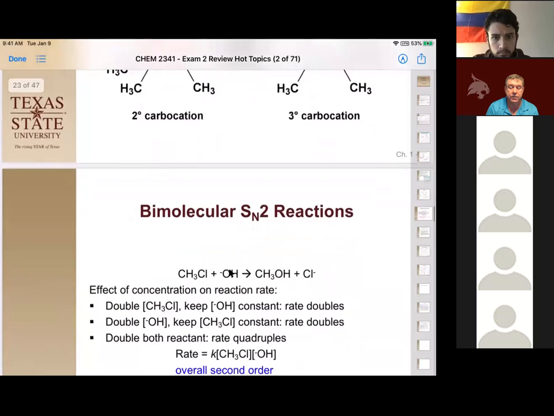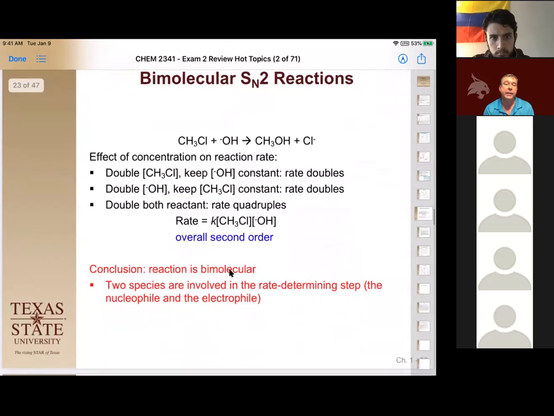In contrast, our SN2 reactions are 1-step reactions, and the rate depends on the concentration of both the substrate and the nucleophile. If you double one, the rate doubles. If you double the other, it doubles. If you double both, it quadruples. Because our transition state has to have the nucleophile and the substrate in the same place at the same time, it's bimolecular, and that's why it depends on both concentrations.